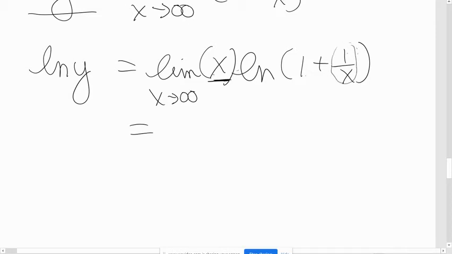As long as x approaches infinity, we really have just the natural log of denominator 1 besides 0. The natural log of 1 is 0. So the limit as x approaches infinity of this function is really infinity times 0, which is one of our indeterminate forms.